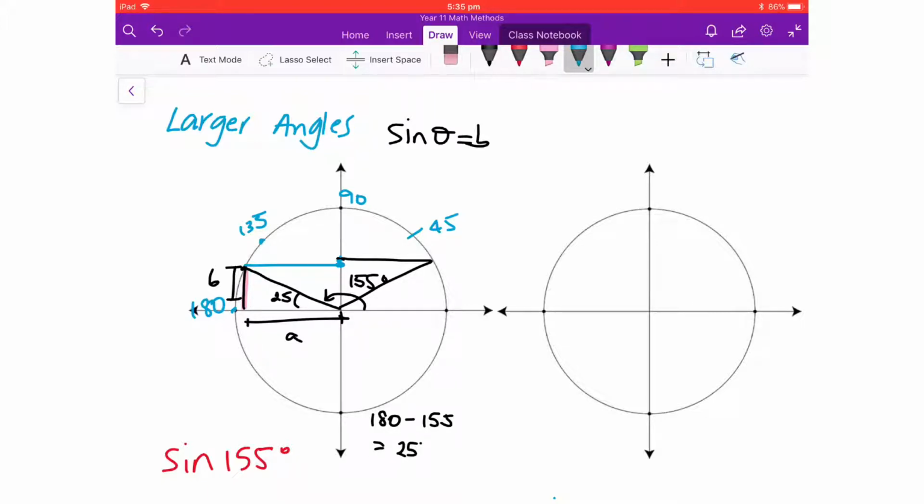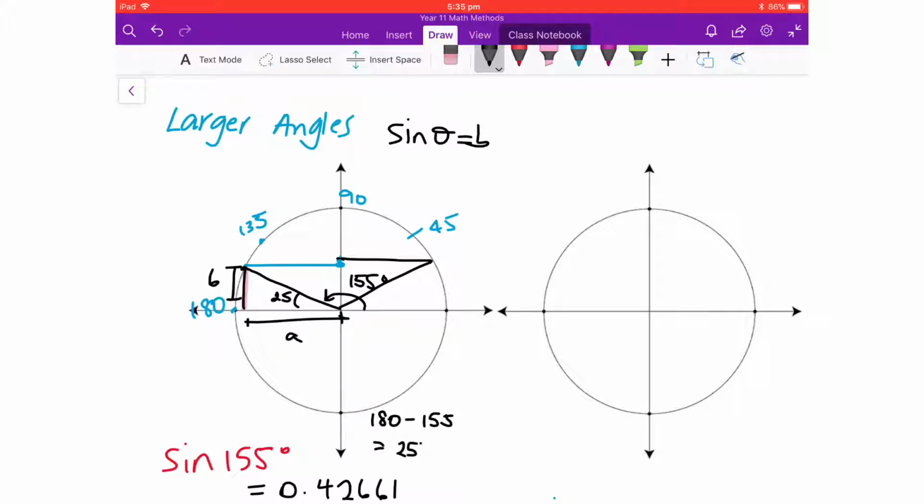So sine 155 is equal to about 0.4-ish, and if you use your calculator, you can actually find the value of the angle, which is 0.42261. Okay. But you might be wondering, I worked out the angle for 25. I didn't work out the angle for 155, and you might think that's kind of confusing. But I assure you, it is not.